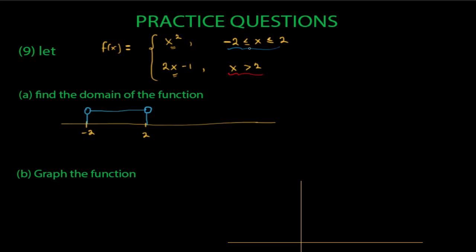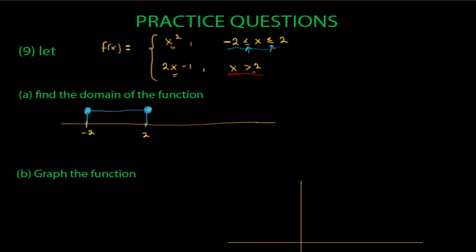But it doesn't stop there. It says -2 is inclusive. Why? Because of the equality sign we have here. And it also says 2 is inclusive. Why? Because of the equality sign we have here. So since -2 is inclusive, I shade this part, and since 2 is inclusive, I shade this part. This is for the first one.